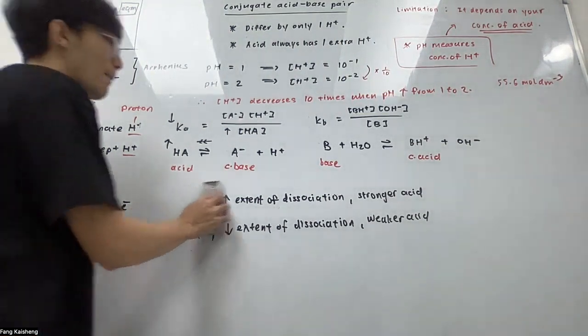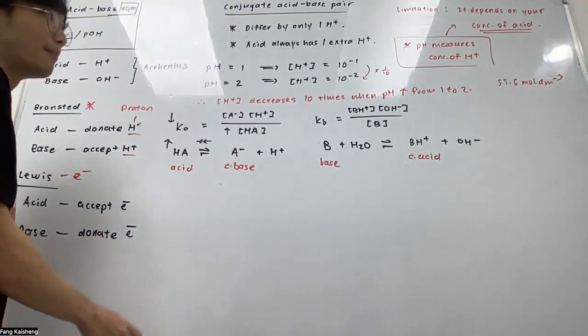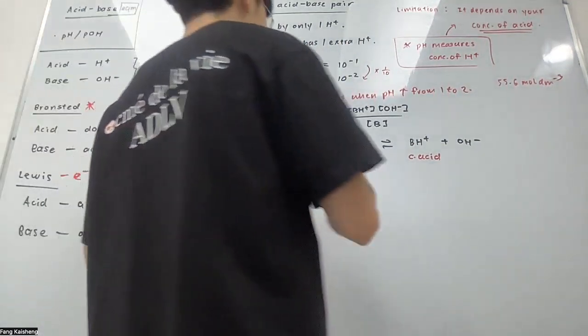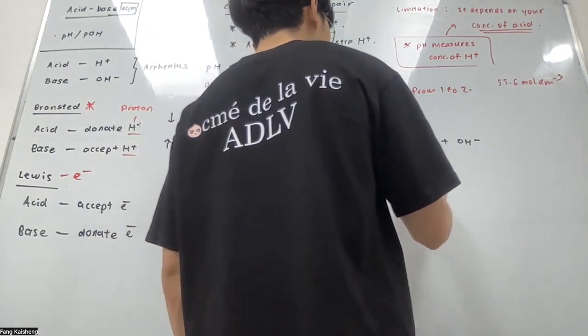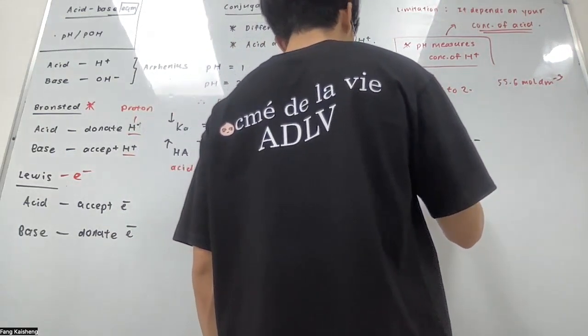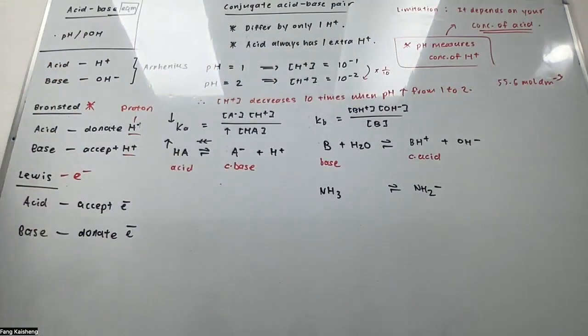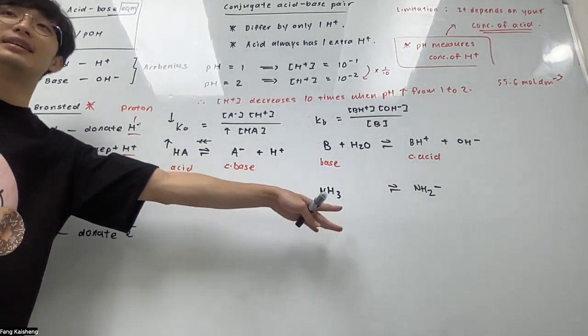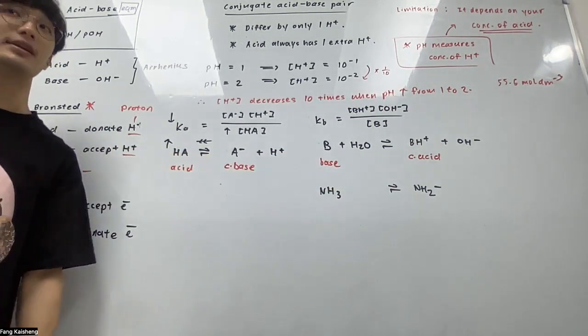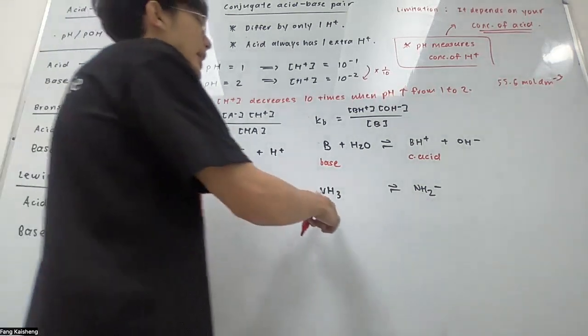So we barely talked about bases, so I want you to write down one example. We went through this example just now. If this is NH3, can I dissociate this into NH2 minus? Is this legit? Are they different by one H plus? Correct, right? But is NH3 an acid or a base?